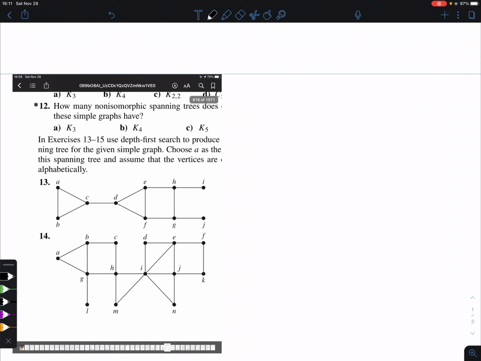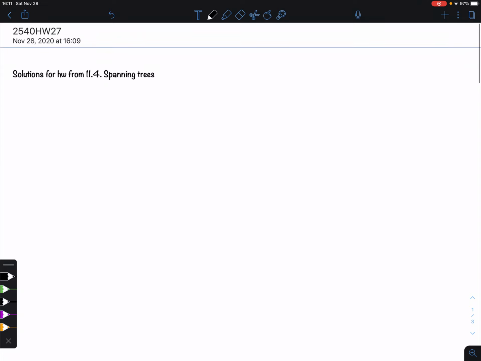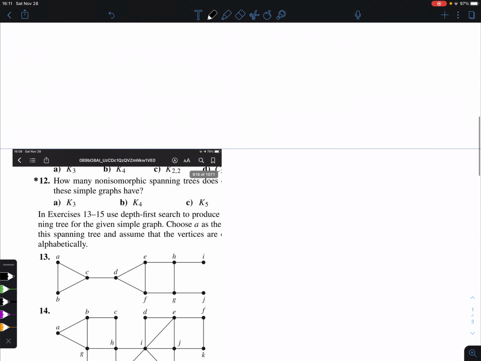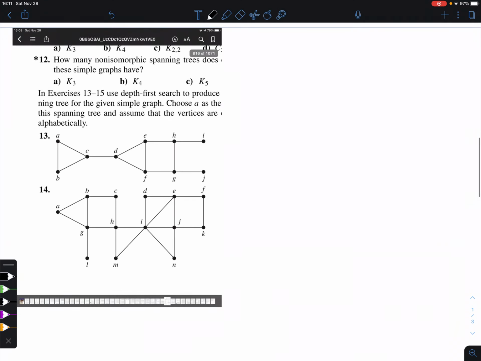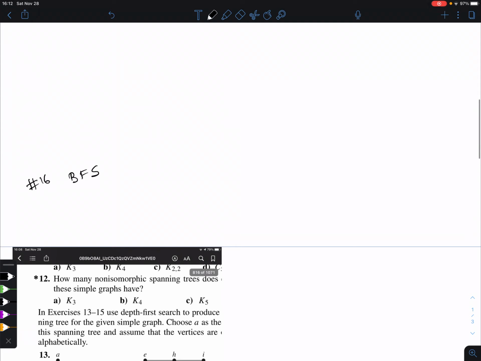Greetings, everyone. So the homework on spanning trees, and so here are some pictures. This was question number 16 that I asked you to do, which is the breadth first search that you have to do in the three graphs that we have here. So let's quickly review both of them.